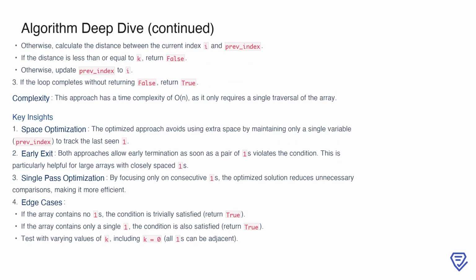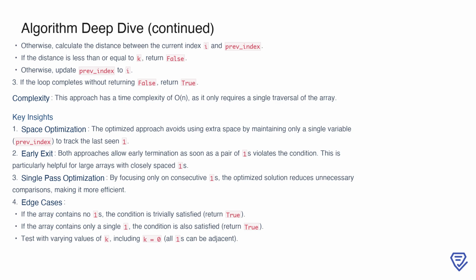With the optimized approach, we start by initializing a variable, prev_index, to -1 to indicate that no one has been encountered yet. As we traverse the array, whenever we find a 1, we check if prev_index is still -1. If it is, we simply update it to the current index since this is the first one we've seen. Otherwise, we calculate the distance between the current index and prev_index. If this distance is less than or equal to k, it means the condition is violated, and we return false. If not, we update prev_index to the current index and continue. If we finish traversing the array without finding any violations, we return true.